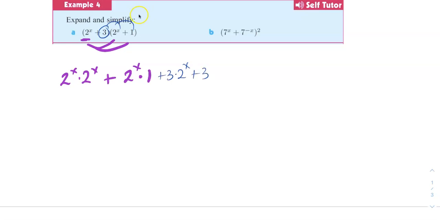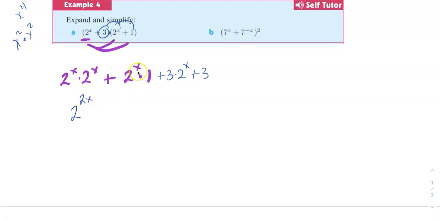Now, I have to be careful here. So 2 to the x and 2 to the x. Same base, you could add the powers. I know it looks funky, but it's the exact same rule as saying x squared times x squared. Oh, they're both x's, so x to the 4th. That's what's going on here. 2 to the x times 2 to the x, we're just going to add the powers. That's 2 to the 2x. Right, x plus x is 2x.